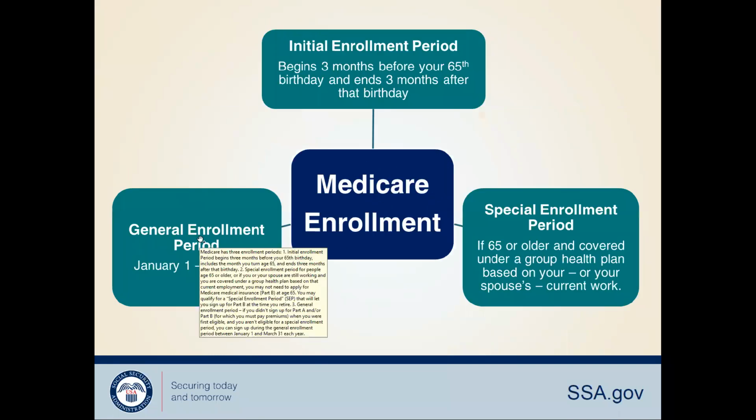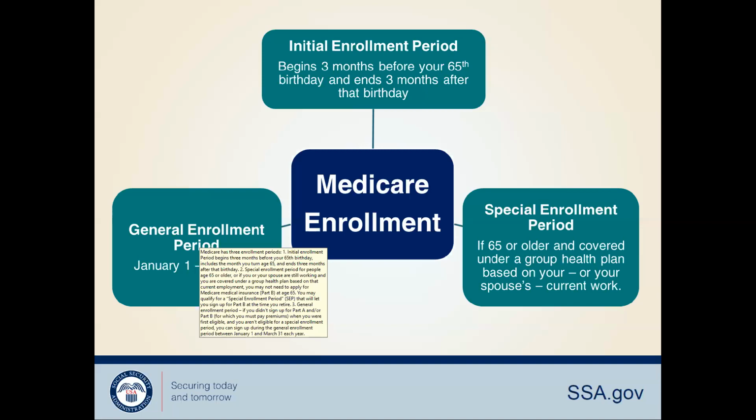Medicare enrollment. Medicare has 3 enrollment periods. First is the initial enrollment period, which is IEP. This is a 7-month period that begins 3 months before your 65th birthday, includes the month you turn 65, and ends 3 months after that birthday.